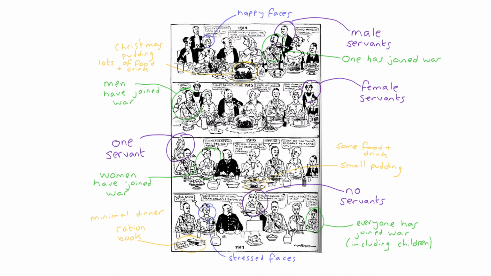Their plentiful dinner table is now looking very empty, with a ration book instead. We can say this source is useful for telling us about the ways the war affected people's daily lives, from their occupation to their food. It can also tell us about their attitude towards the war.